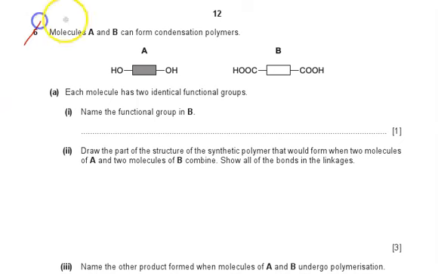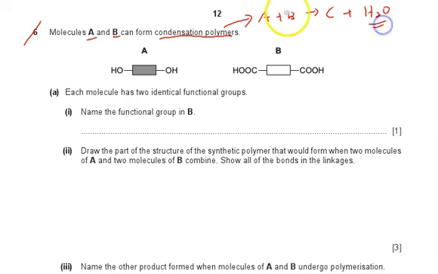For number 6, molecule A and B can form a condensation polymer. A condensation polymer is a polymer where the molecules combine and remove a small molecule, for example water. This is the meaning of a condensation polymer. Now A is an alcohol group and B is a carboxylic acid group. Each molecule has two identical functional groups.